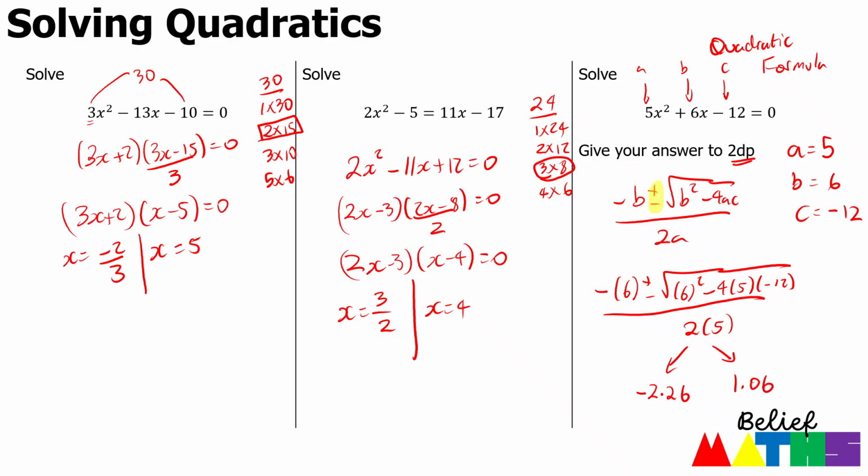Now you don't have to factorize, you can always use the quadratic formula if you wish. It'll give you your integer values, so instead of worrying about factorizing, if they just say solve it, you can just rearrange to make it equal to 0 and then use your formula every single time.